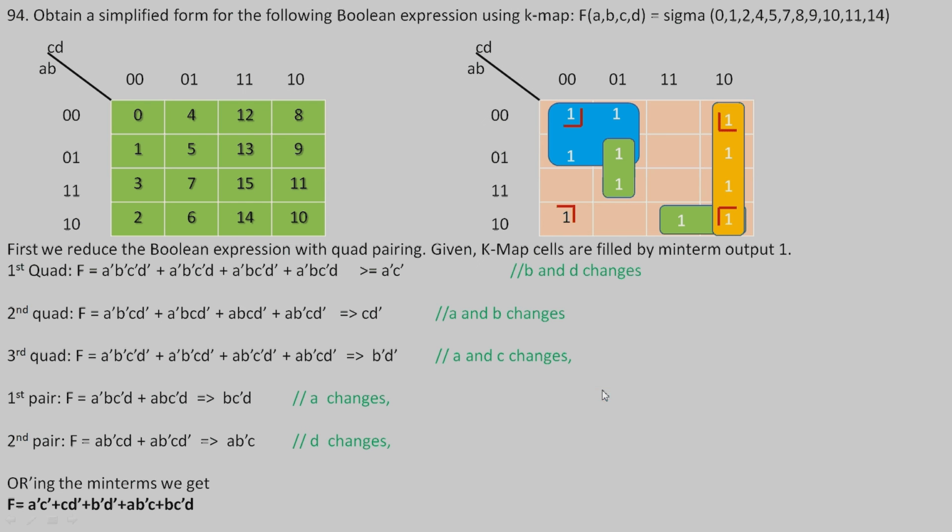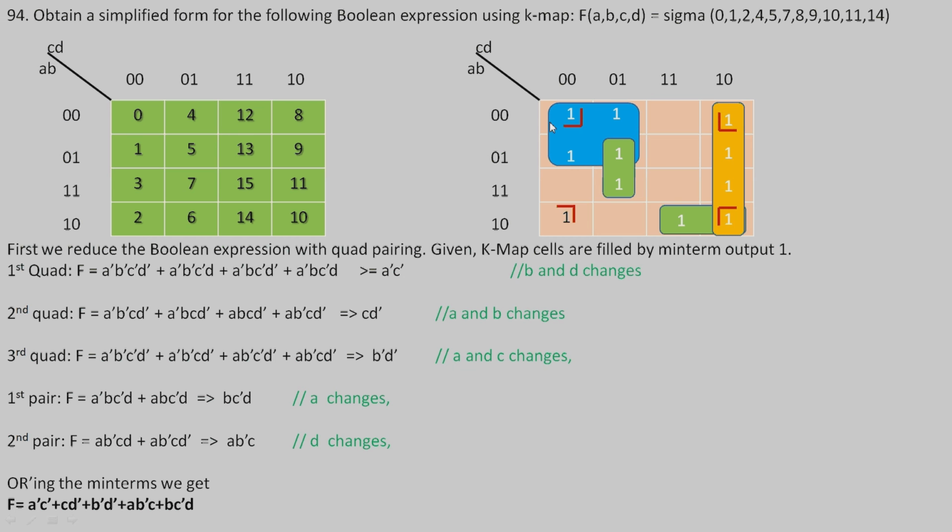Now similarly, here is another problem. This is from question number 94. Here also you have four variables a, b, c and d, and sigma represents the SOP form. So you have to insert all of these decimal values in the Karnaugh map. After inserting them based on this orientation, we put the function output 1 to represent the minterms. All of this represents the minterms.